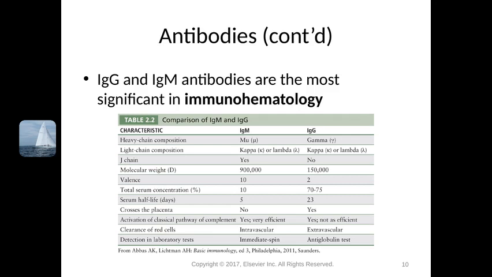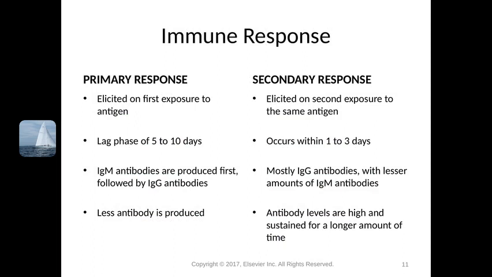When we look at immune responses, our primary response occurs when we first get exposed, and it typically happens within 5 to 10 days. IgM comes first, IgG next, and we don't have as much antibody because it takes a little time. Our body has to see it, present it, manufacture antibodies, and then make our memory cells.